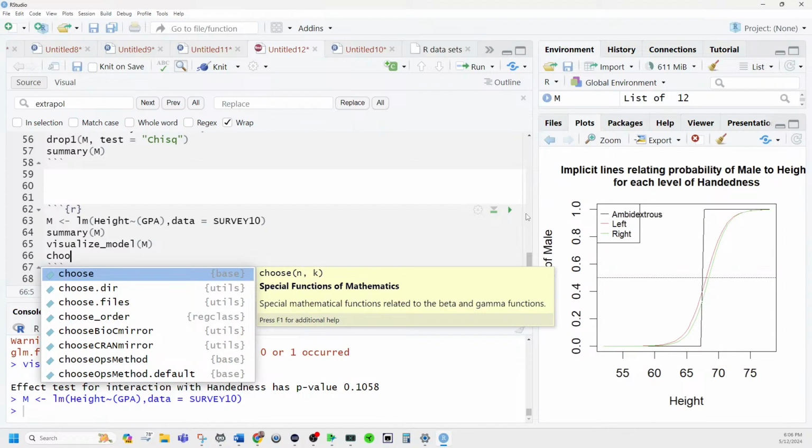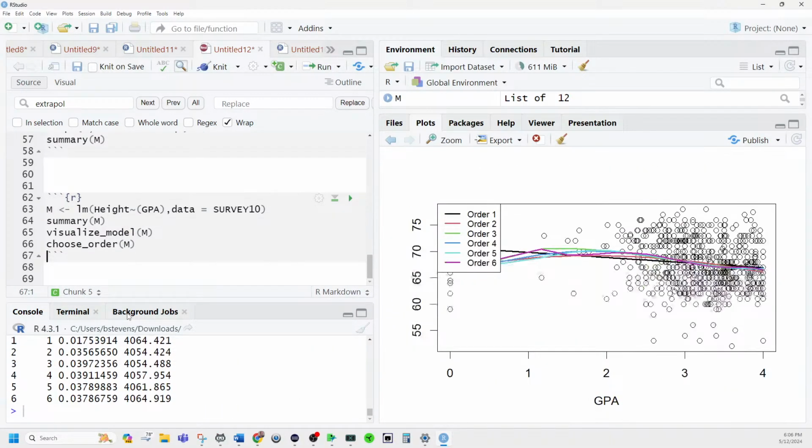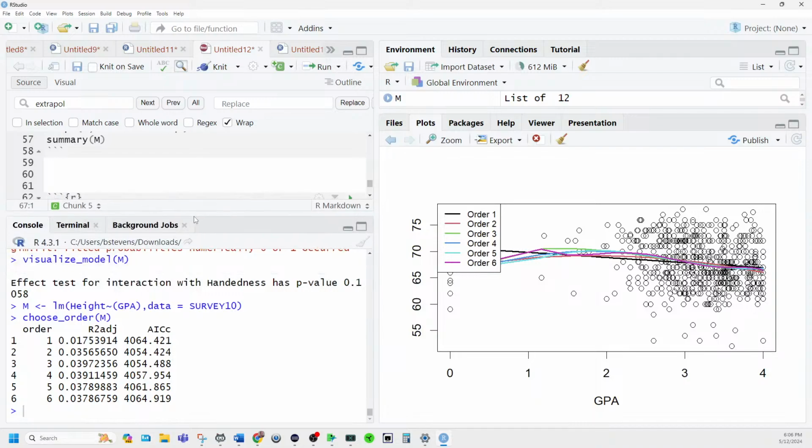What in the world am I trying to figure out right now? What is the point of this? What are we trying to do? Which polynomial model is the best fit?